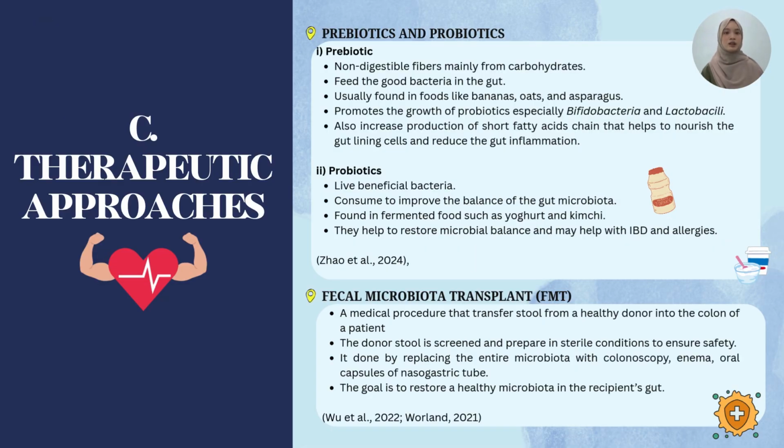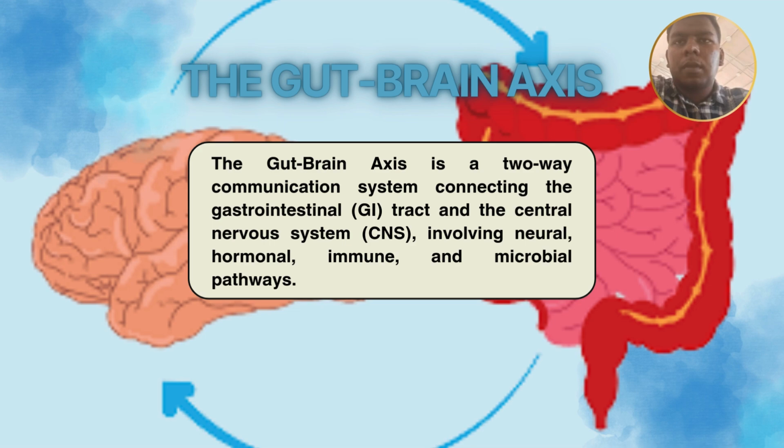So, how do we fix it? We can fix it by therapeutic approaches. First is by taking prebiotics, which are fiber that feeds good bacteria. Next is probiotics, like lactobacillus and bifidobacterium, found in fermented foods like yogurt and kimchi. They help to restore balance in our gut, support immunity, and may also help with inflammatory bowel disease and allergy. Lastly is fecal microbiota transplant, which is used to restore microbiota balance, especially in severe Clostridium difficile infection.